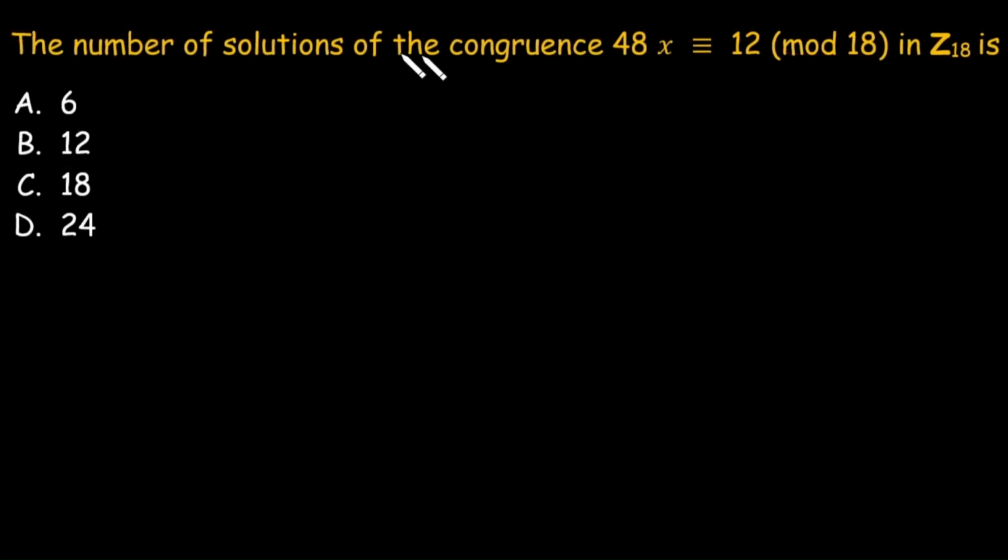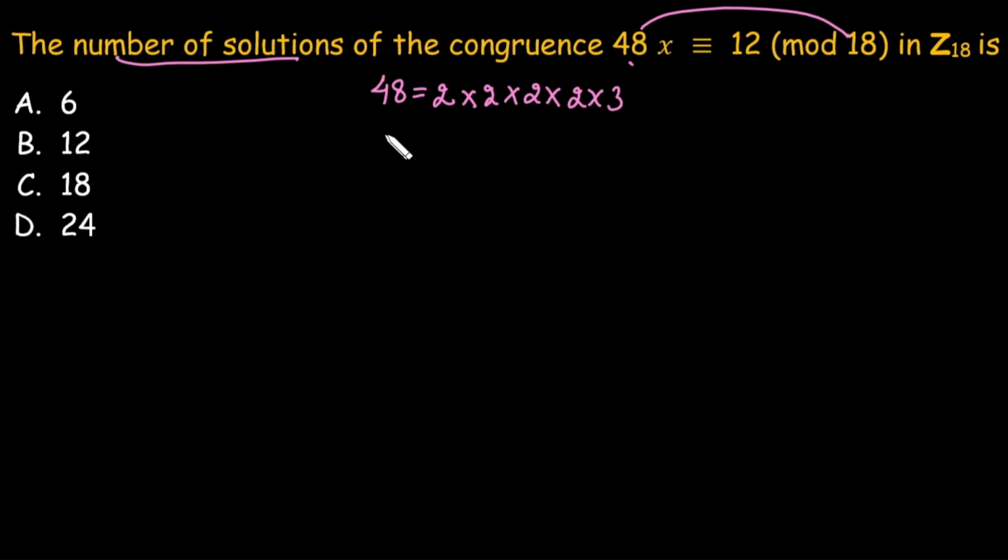Next, the number of solutions of this congruence in Z18 is equal to what? We need to find the number of solutions, not the solution, meaning x. How to find that? First we will find the GCD of these two numbers. First, the prime factorization of 48. This is 2 into 24. 24 is further 2 into 12. 12 is further 2 into 6. And 6 is 2 into 3. Whereas 18 is 2 into 9 and 9 is 3 into 3.